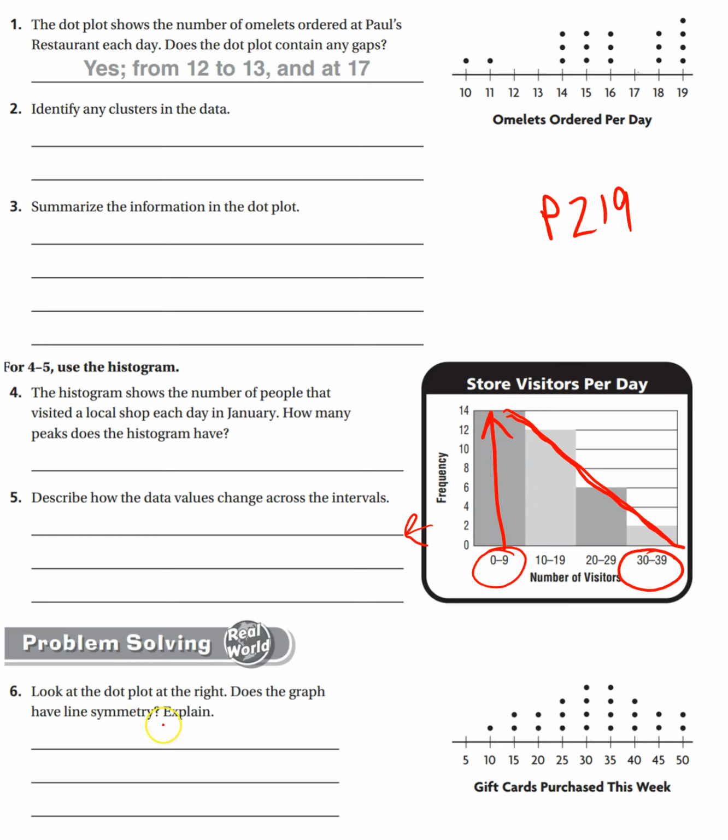Does the graph have line symmetry? Explain. So, the peak is right around here, right? Now, again, see, this is where I would disagree with the book. The book says yes, and the peak is here, and then either side is close, and it is very close.